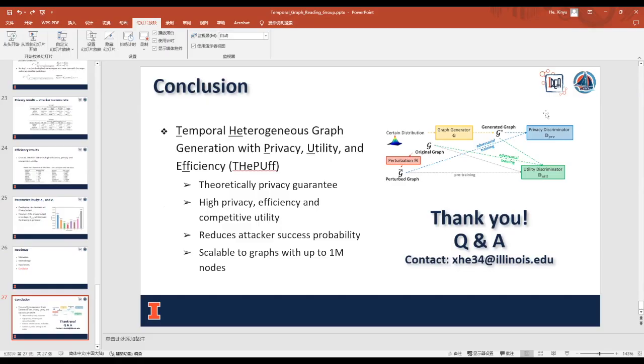Our framework can successfully reduce the attacker success probability, and the framework can scale to graphs with up to 1 million nodes. That's all for the presentation of this paper. Any questions?